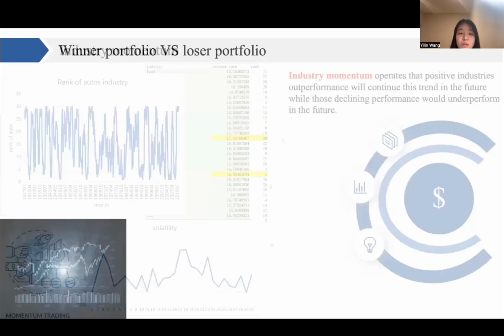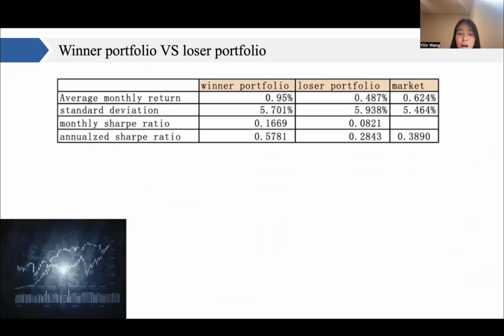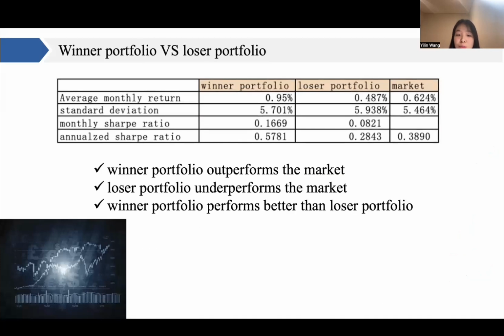Then we will talk about winner and loser portfolio. From this table, we knew all of the data. And we find that the winner portfolio outperforms the market and loser portfolio because it has the largest annualized Sharpe ratio. However, the loser portfolio underperforms the market because it has a lower annualized Sharpe ratio than the market.